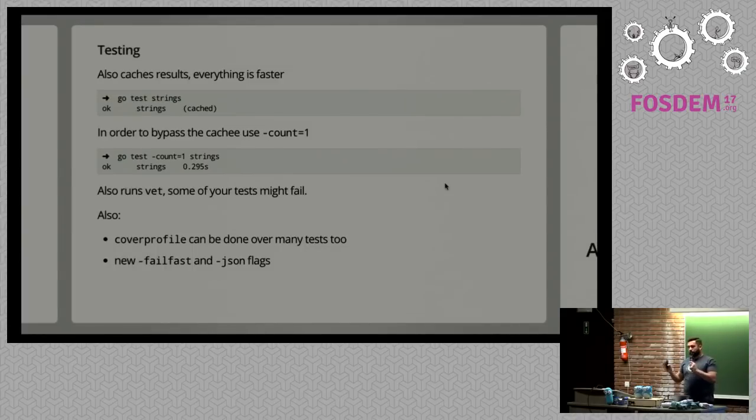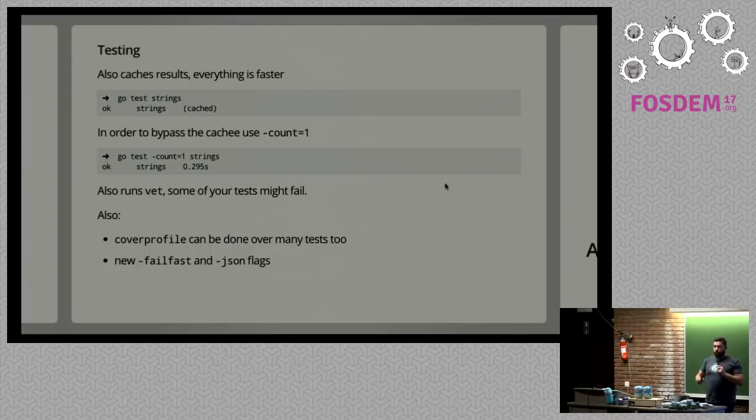The tests are cached as long as all the environment variables that the code checks did not change, the file system did not change, and things like this. So your test will actually run when necessary. If you want to force it to run, you can say -count=1, and that will force the test to run once, which means no cache.